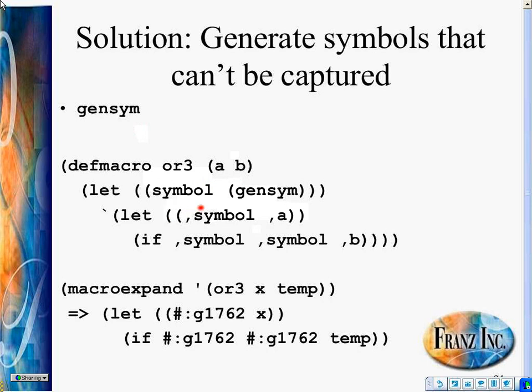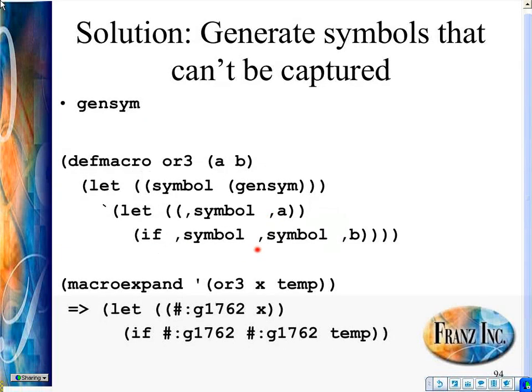We let the local variable symbol be a newly created symbol called by gensym, and then we let this newly created symbol get the value A, the value of A, not the symbol A, but the value of the symbol A, and then we test it. If it's true, we return that value. Otherwise, we evaluate B. And this one genuinely is an error-free implementation of the 2-argument OR. And here is what the macro expansion looks like.